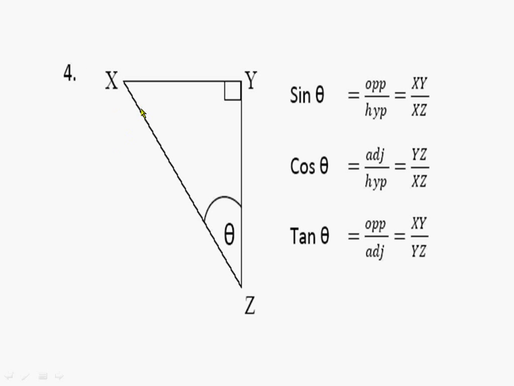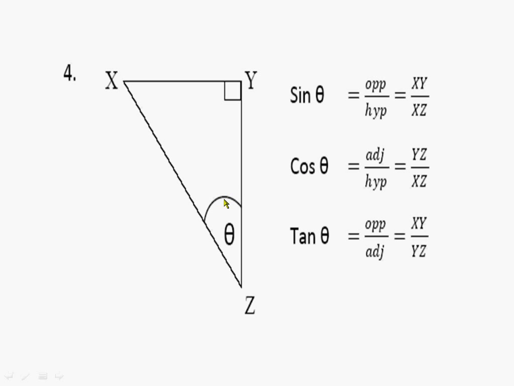In this case, we have a different orientation of the triangle. Theta is as shown. Sin theta, opposite over hypotenuse. Opposite, furthest away, will be XY. Hypotenuse is opposite the right angle, which will be the side XZ. So opposite over hypotenuse will be XY over XZ.